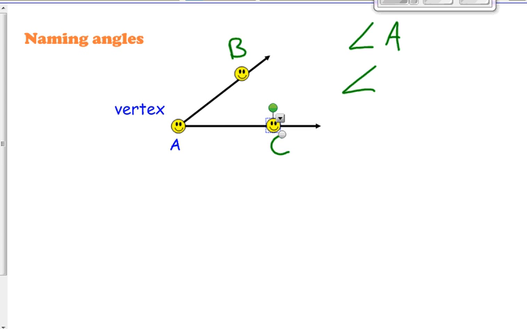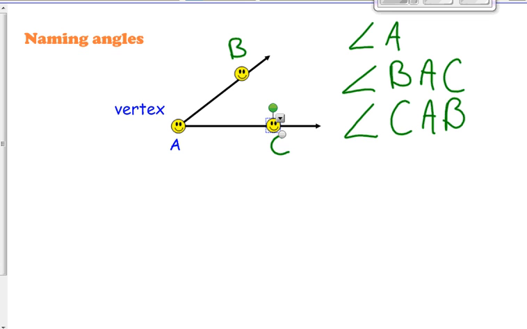And then we can go one of two ways. We can start with point B and then put our vertex in the middle and then go to our second ray, which is where C is, and we've named it that way. You can also name it the opposite way with C, A, and B. The key thing here is as you use 3 points to name an angle, the centermost letter must be the vertex. Must be the vertex.